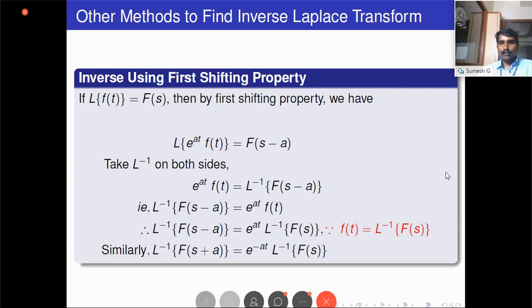Now we move on to the next session. Next topic: other methods to find inverse Laplace transform.